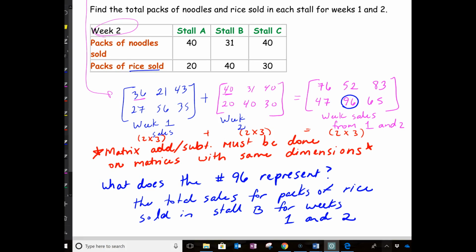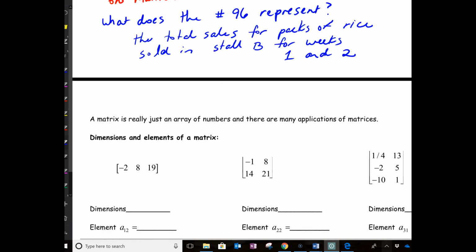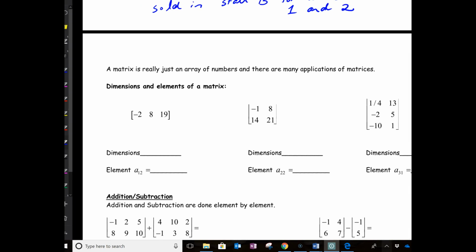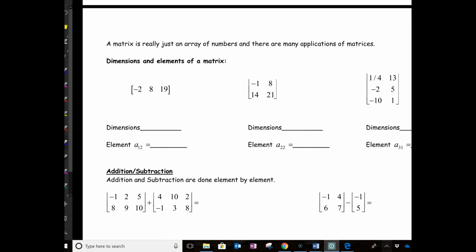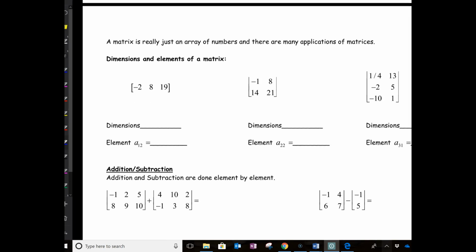Okay, that was a real basic real life example just to see how matrices are applicable. The next page we're just going to see, now that you know a little way of how they're used, let's see that if you know how to, one, label dimensions, and then perform addition, subtraction, and basic scalar multiplication with matrices. So again, a matrix is just really an array of numbers, and there are many applications of matrices. Let's do this first example together.